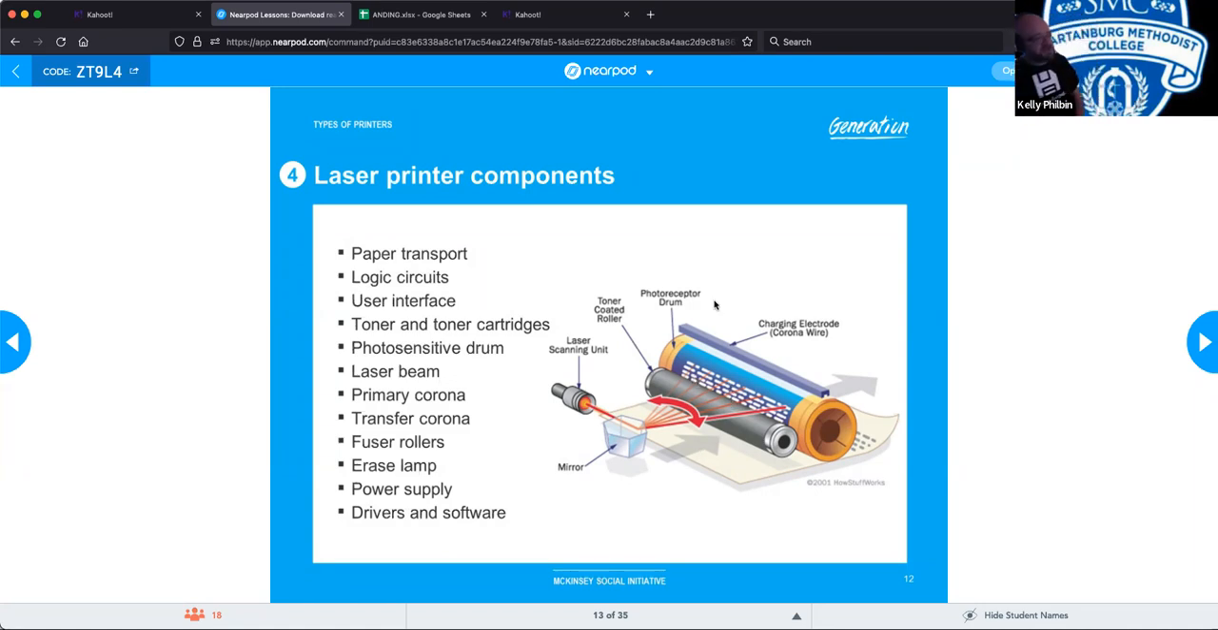And then we have something called a primary corona and a transfer corona. What do these things do? Sounds like something out of a sci-fi movie. Well, these actually help either erase or create charges on these drums, because a lot of the magic with the laser printer is happening with the use of essentially static electricity.